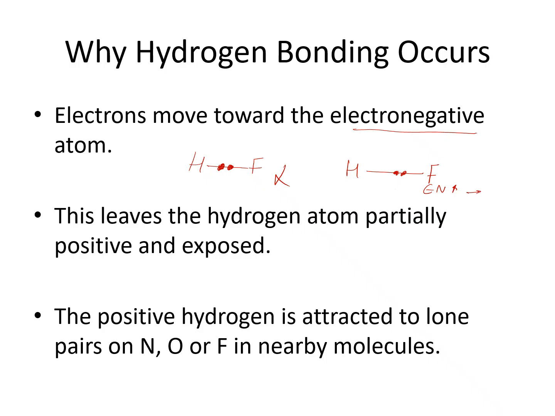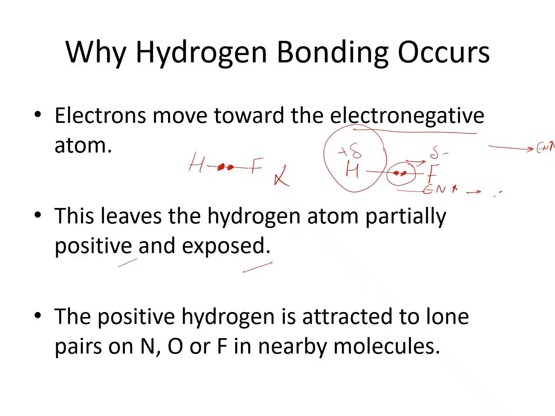What is electronegativity, you know? That is the tendency of an atom to attract the shared pair of electrons toward itself. Fluorine has higher electronegativity, which you can understand from the periodic table: as you go down, electronegativity decreases, and as you go across the period, electronegativity increases. So fluorine attracts the electrons toward itself, and this is why the bond has very good polarity. All right. So this leaves the hydrogen atom partially positive and exposed.